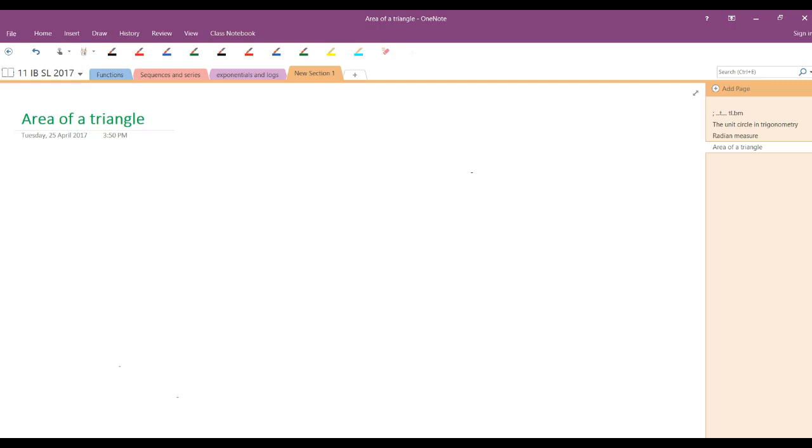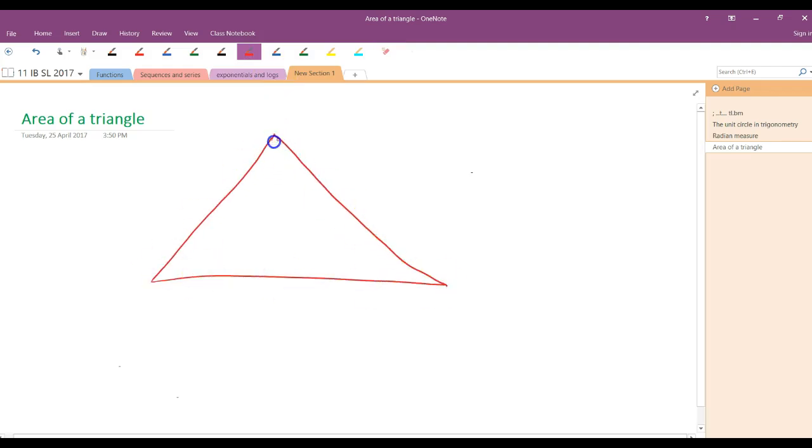Okay, this is a lovely little screencast, this one. It's just on the area of a triangle. That's nice and easy, isn't it? Area of triangle. We did this in year, what, 6, 7? Simple, isn't it? Give me the perpendicular height.